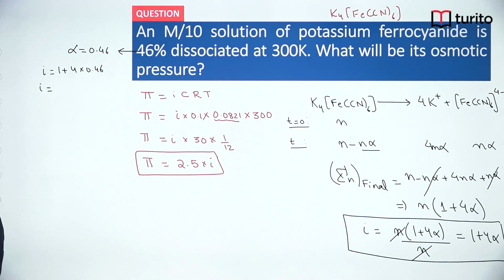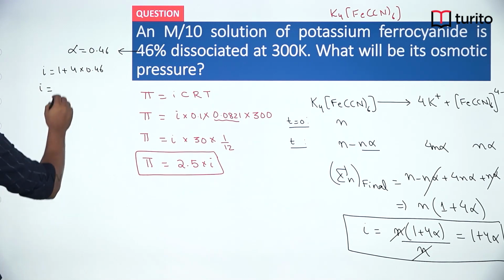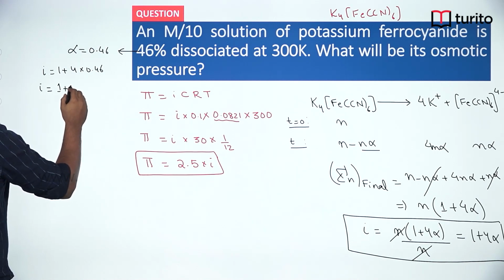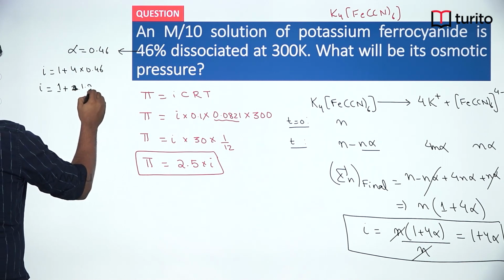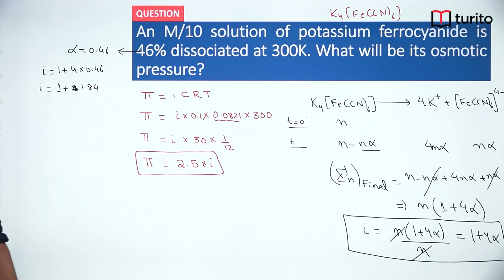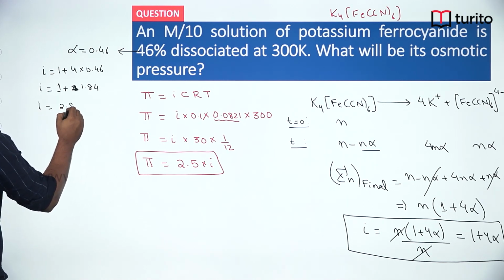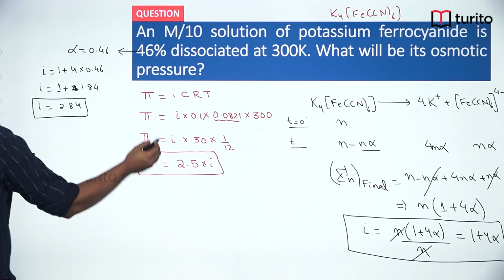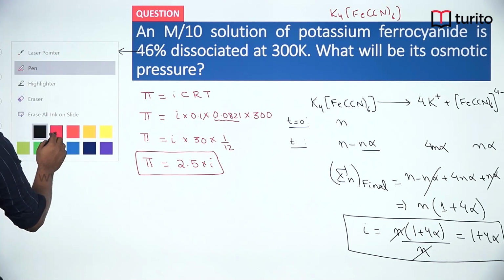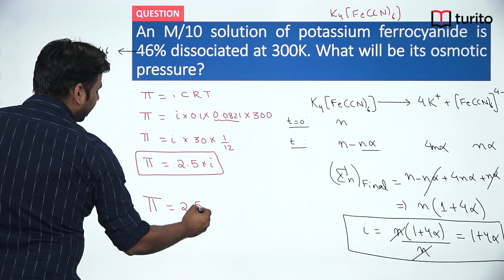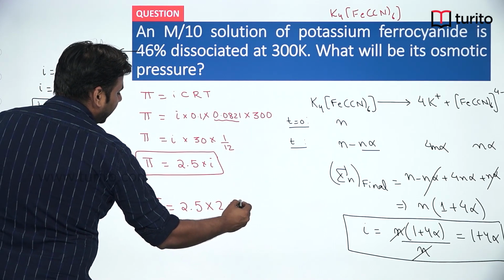Hope this is clear to everyone. So this is 1 plus 1.84, so i would be 2.84. You just have to plug this value in, and we'll get the osmotic pressure. So the osmotic pressure would be 2.5 into 2.84 atm.